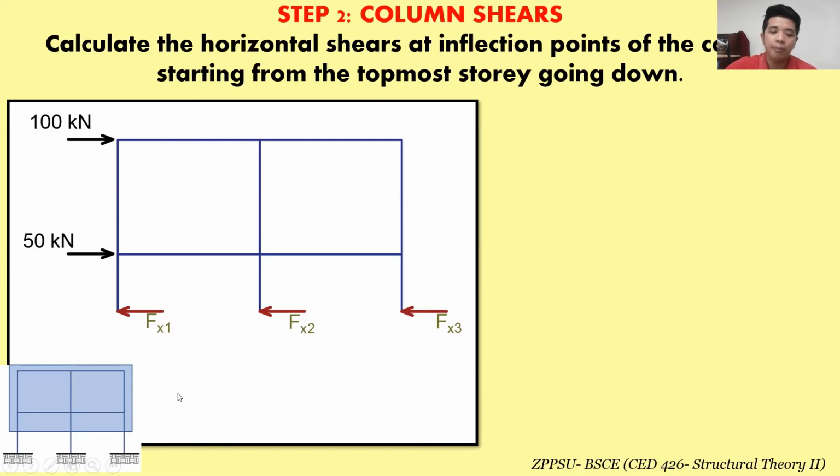And same sa ginawa natin previously. Ayan. So this is F sub x1 kasi pareho silang exterior columns. And syempre si F sub x2 is simply twice as much as Fx1. So ganyan lang. So iisang variable na lang sila, x1, x1, x1.